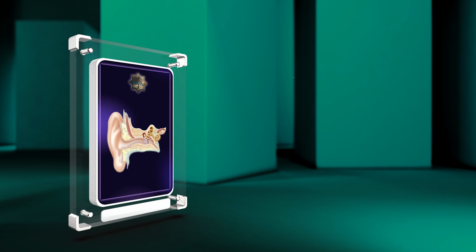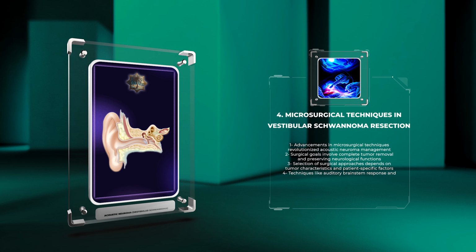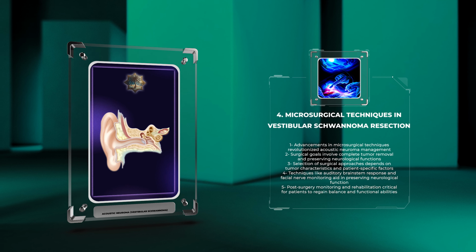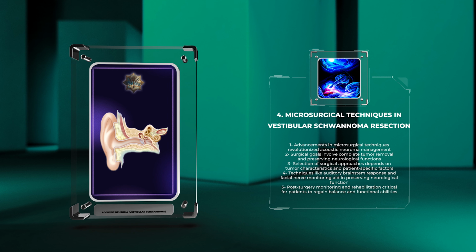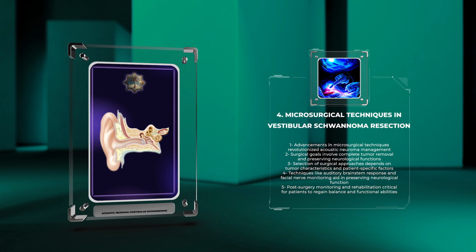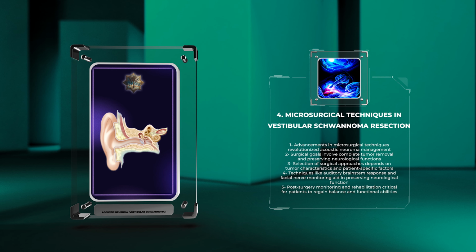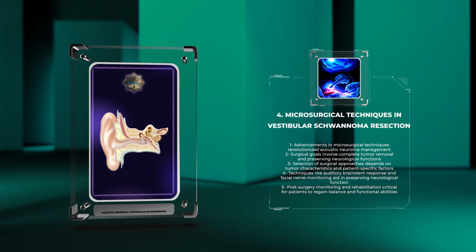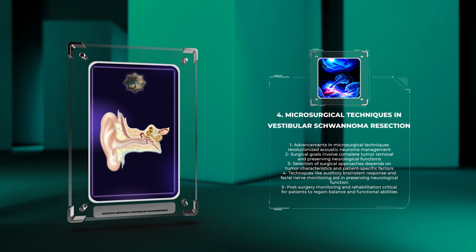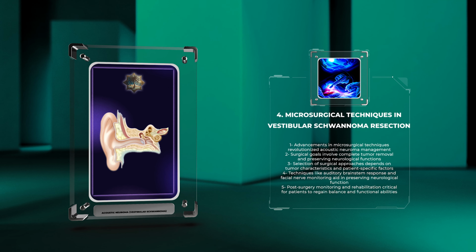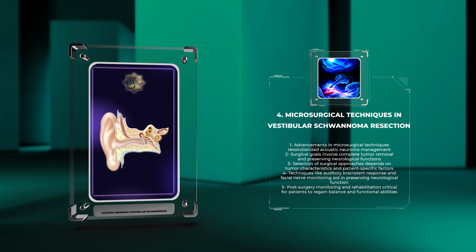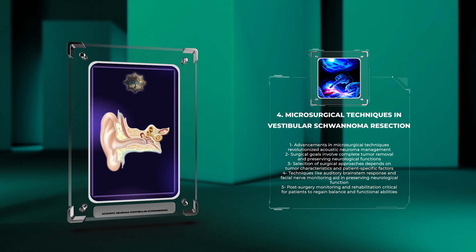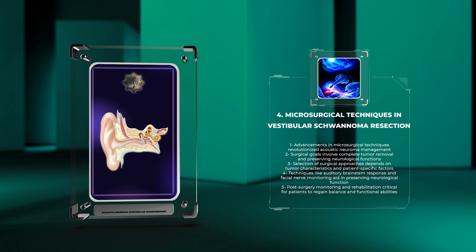Advancements in microsurgical techniques have revolutionized the management of acoustic neuromas. Surgical goals involve complete tumor removal while preserving neurological functions, especially the facial nerve. Selection of surgical approaches like translabyrinthine, retrosigmoid, and middle fossa depends on tumor characteristics and patient-specific factors. The translabyrinthine approach is ideal for large tumors involving the cochlea and semicircular canals due to its excellent exposure and visualization. The retrosigmoid approach provides a wider field of view and can preserve hearing in certain cases. The middle fossa approach allows for tumor removal while preserving cochlear nerve function.